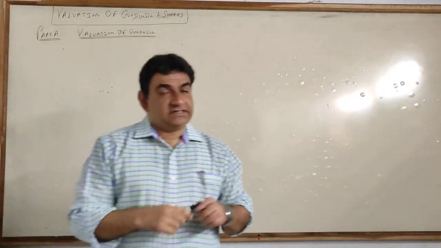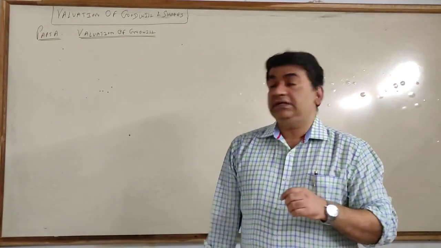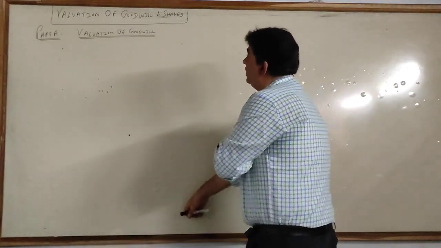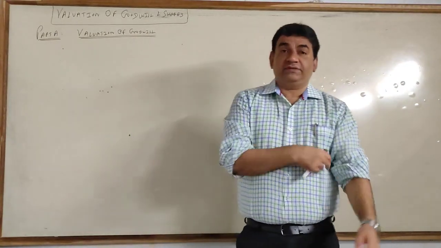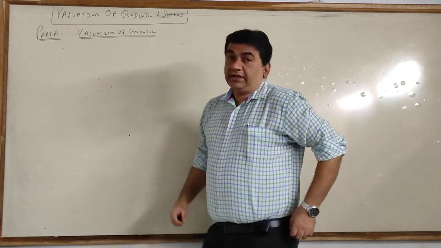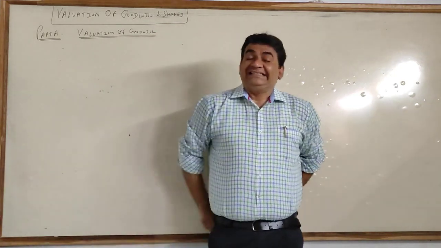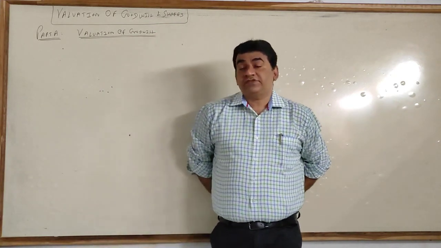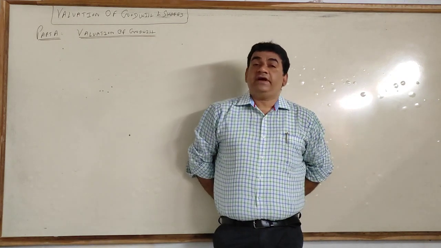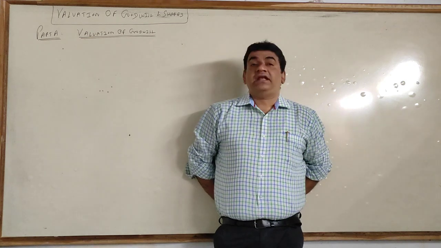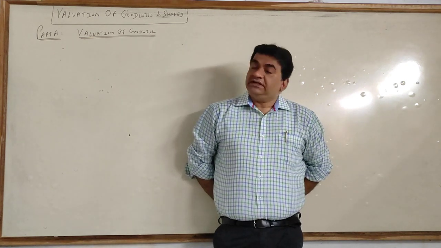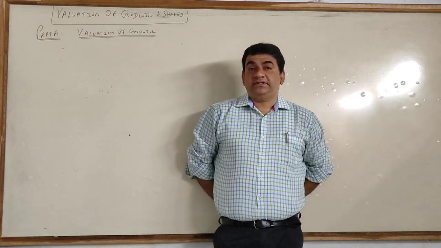Continuing with FA6, today we take the next chapter, that is valuation of goodwill and shares. In terms of number of sums, in this chapter we are going to solve the highest number of sums. Around 55 to 60 sums will be solved. The reason is because when I say valuation of goodwill and shares, this is as good as two chapters.